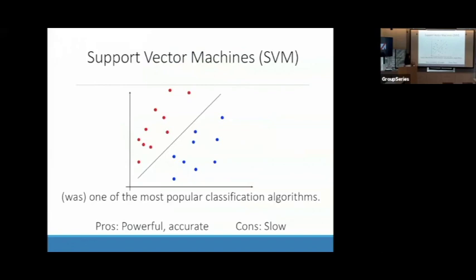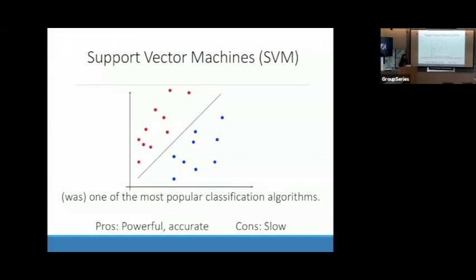Support vector machines were actually, before all this deep learning craze, one of the most popular machine learning algorithms, and they're actually quite flexible and accurate. The main con is they're slow, as my students know really well because this was not a popular assignment.